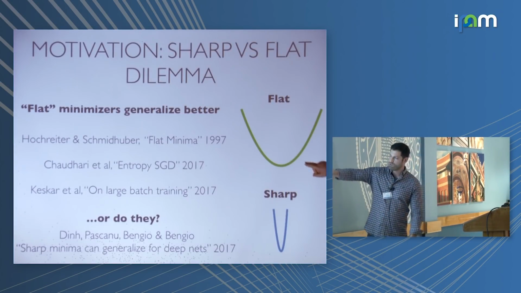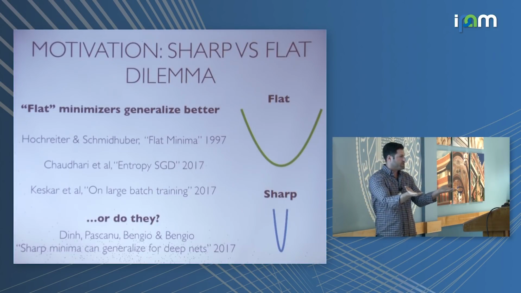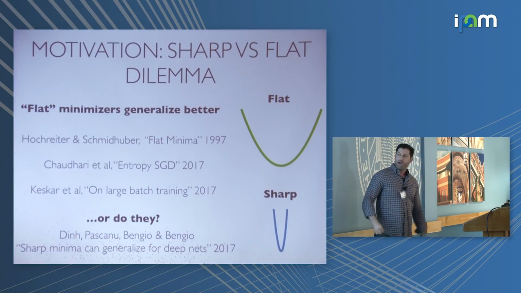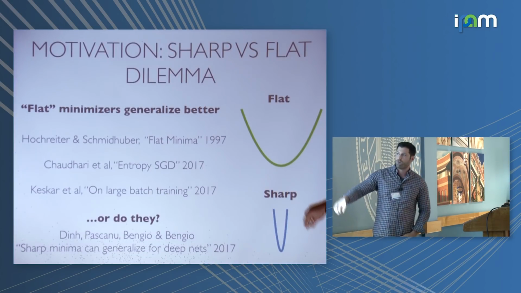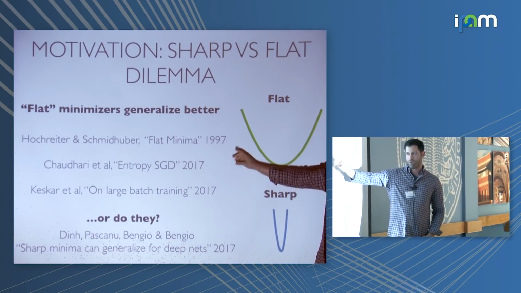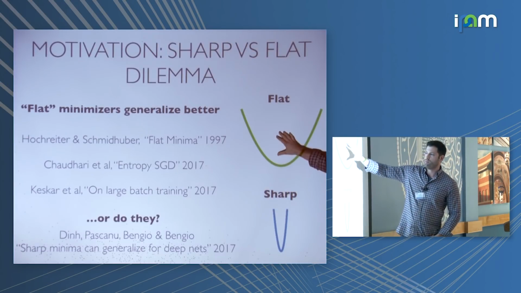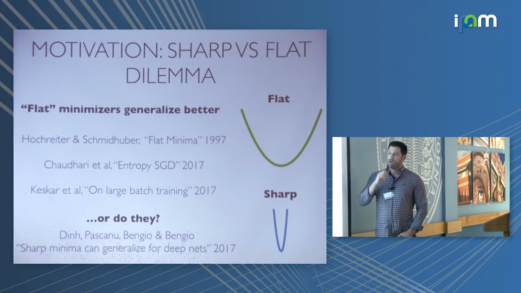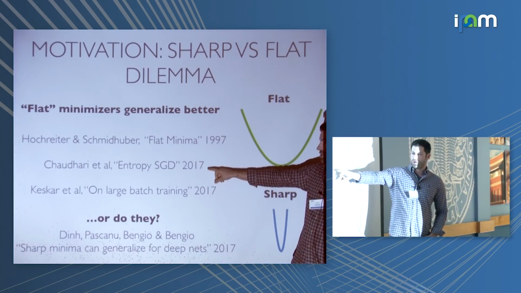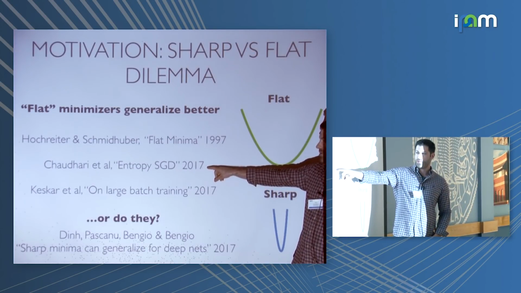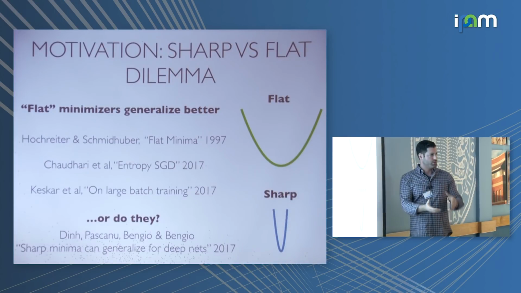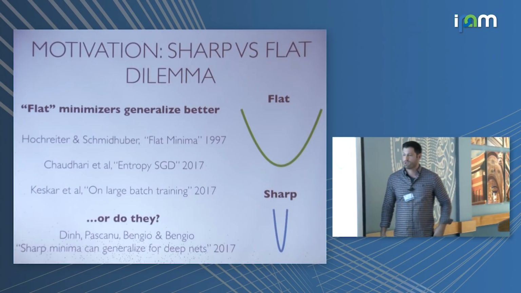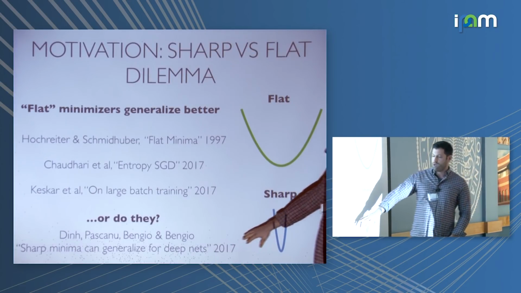Flat means it looks more like this, so it has a really wide basin. Sharp minimizers look like this. They have a really narrow basin. And there's a variety of theoretical and empirical works that suggest that flat minimizers generalize better than sharp minimizers. In fact, Pratik Chaudhari talked earlier today about some of his entropy SGD bounds that provide a nice way of measuring the flatness of some of these minimizers. But this is sort of up for debate.